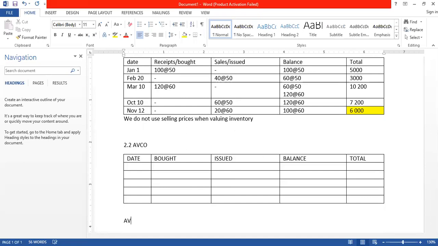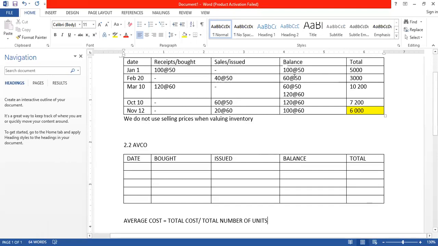Average cost equals total cost divided by total number of units, because this time we are using units. So you take your total cost, you divide it by the total number of units, and that's how you find your average cost. That will be the cost that you are valuing your inventory with.